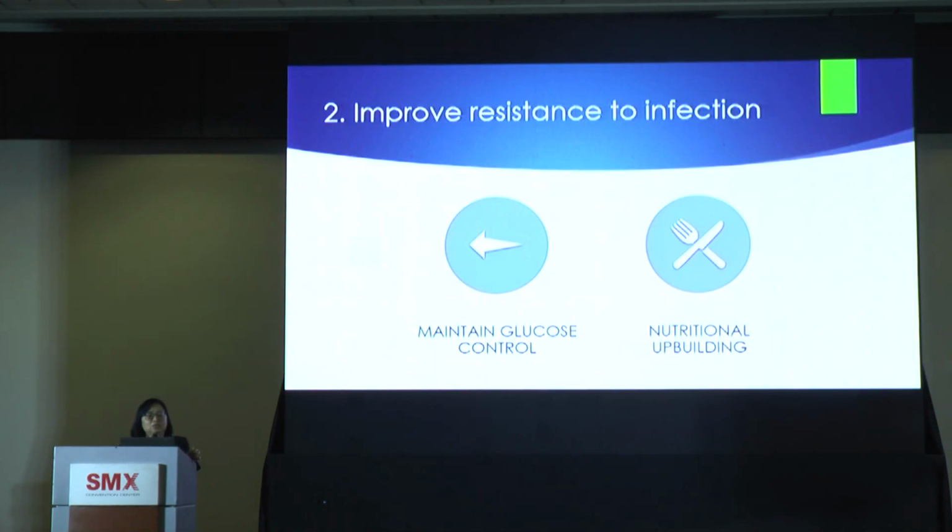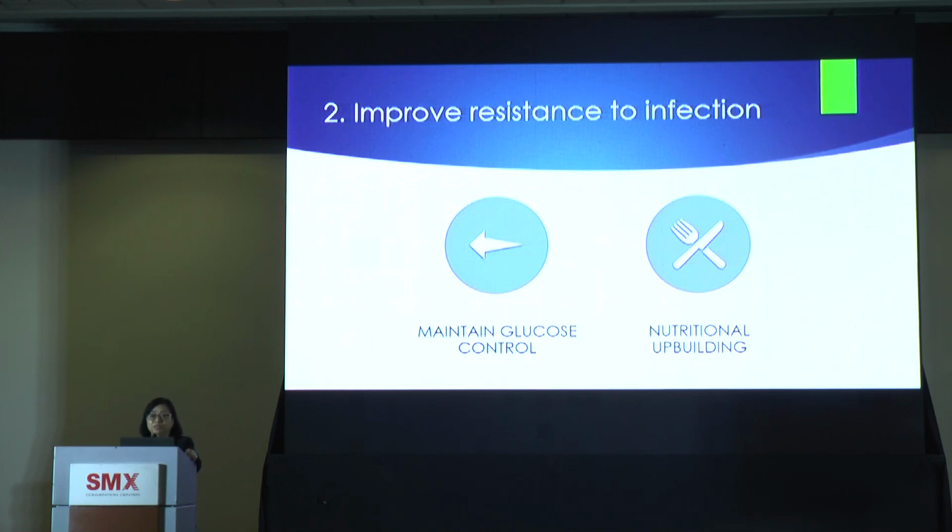So for the second, how do we now improve resistance to infection? There are just two guidelines. One is maintenance of glucose control, not just in diabetics, but also in non-diabetics. The magic number in cardiac surgery used to be under 100, an HGT of 100. That was difficult. So now the current recommendation is maintenance of glycemic control under 200 milligrams per cent.